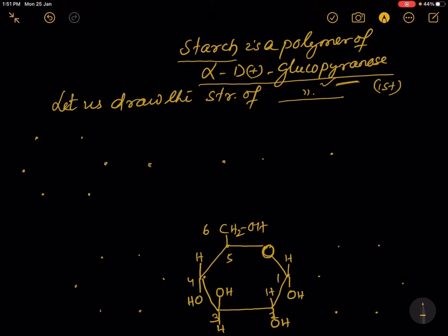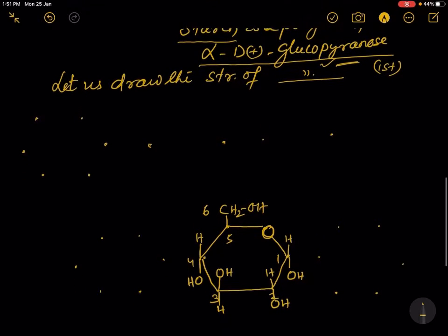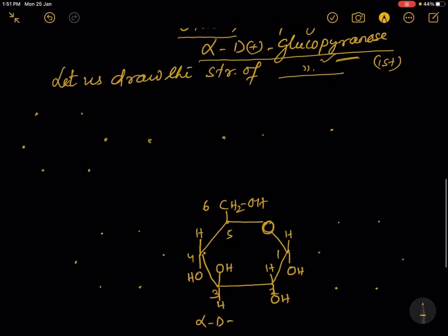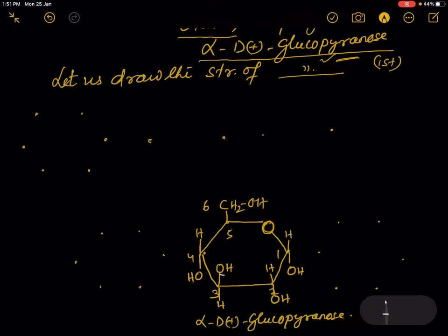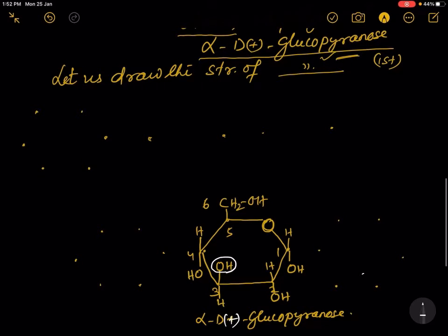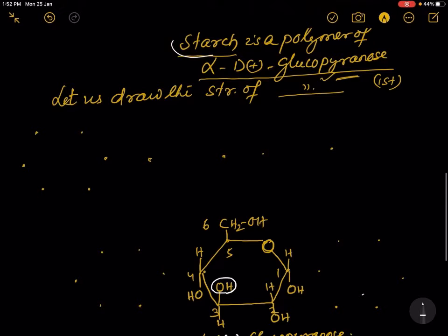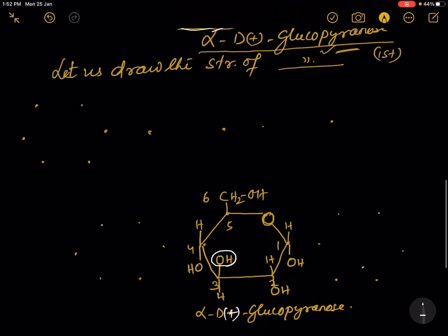This is alpha D glucopyranose. This is alpha D plus glucopyranose. At number 3 position, you will find OH at the top position. This is important. This is a single unit, but starch is a polymer of alpha D glucose units or alpha D plus glucopyranose units. Now we have to draw the structure of amylose and amylopectin.